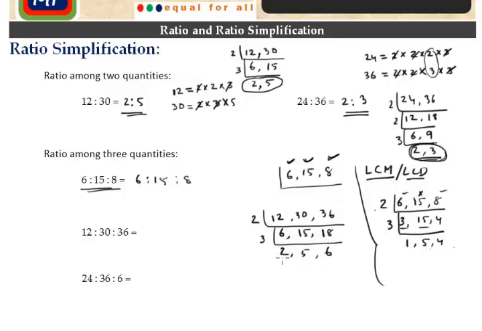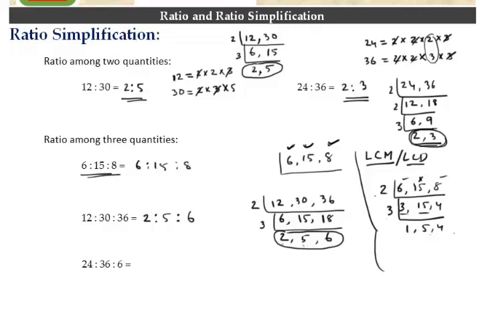So here, although 2 and 6 have factor 2 in common, during LCM and LCD finding we would take it, but for ratio simplification we will not. We will only take factors common as long as that factor is present in all of the ratio values. Then we stop when the rest has nothing common in all these ratio values. So this ratio simplification is 2 ratio 5 ratio 6.